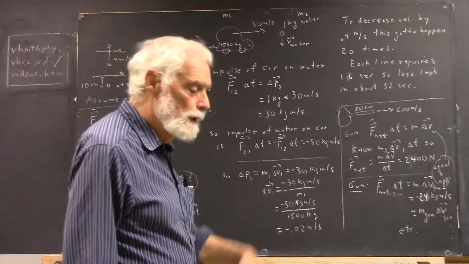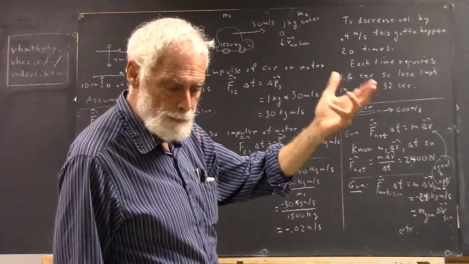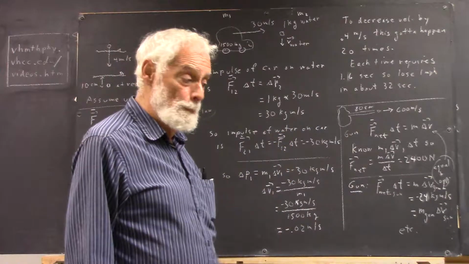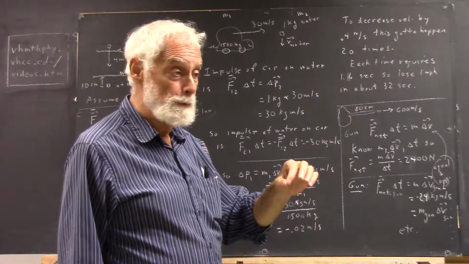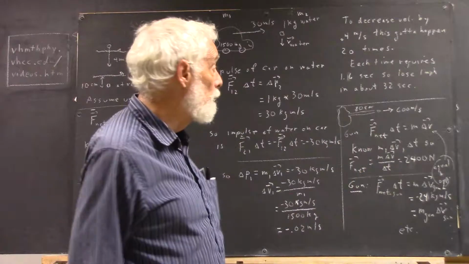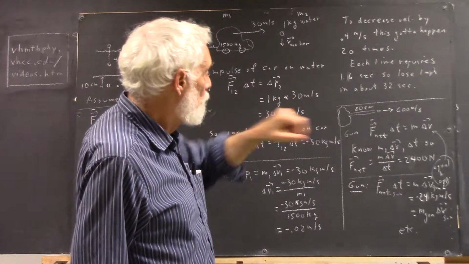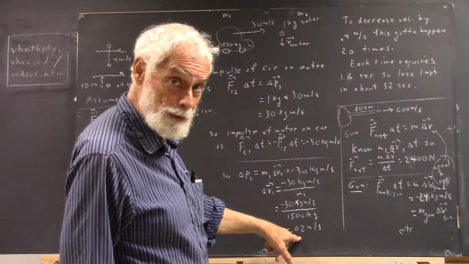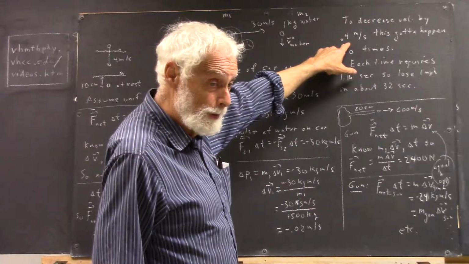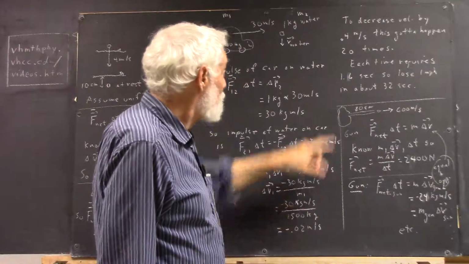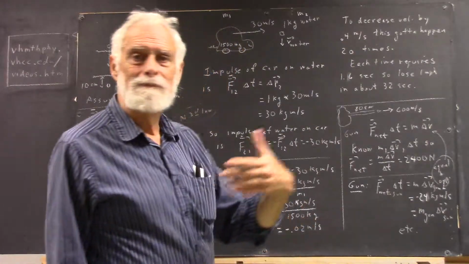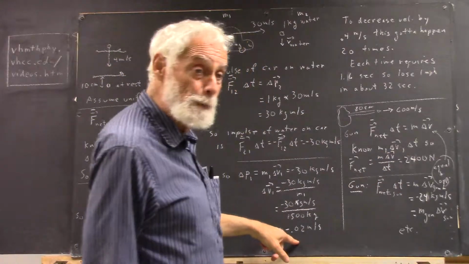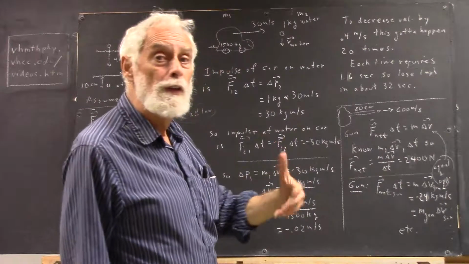And we're asked, how long does it take to decrease the velocity of the car by 0.4 meters per second, which is roughly a mile per hour. Well, this decreases it by 0.02 meters per second. We want to decrease it by 0.4 meters per second. So the first obvious approximation that we're going to make is that this has to happen 20 times. And the assumption is this continues.